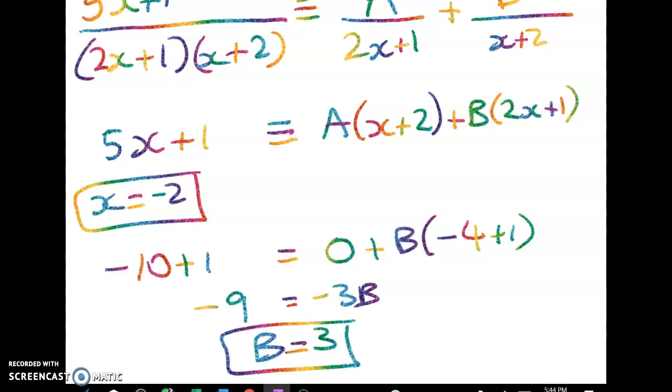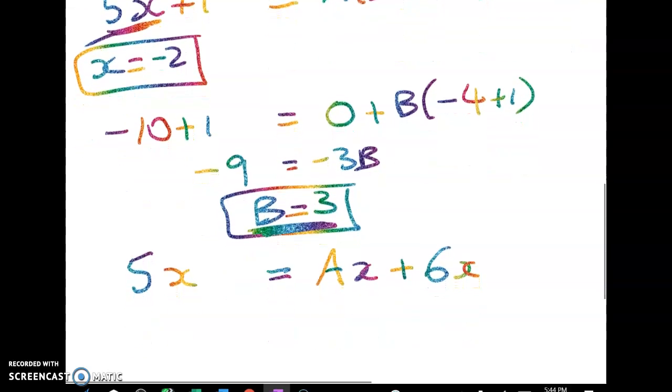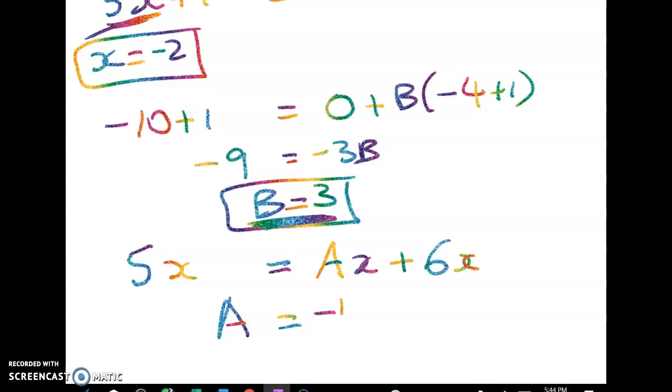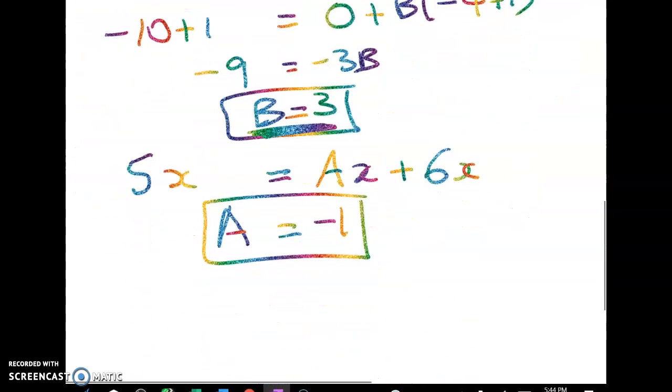Now I could do the other bit by substituting in negative 1/2, but I'm hoping that also by this point in the year you will have seen an easier way to do this, and that's to do matching up. So here we've got 5x, and that has to equal ax plus 6x, right? Because now we know that b is equal to 3. So that gives me straight away a is equal to negative 1. And that's a much faster, more efficient strategy than going back and substituting in the value that will give me 0 here. But either will work.